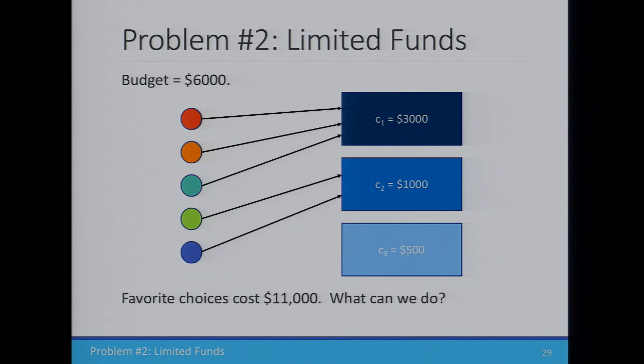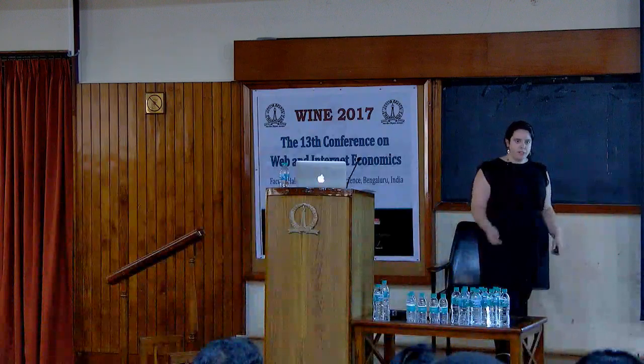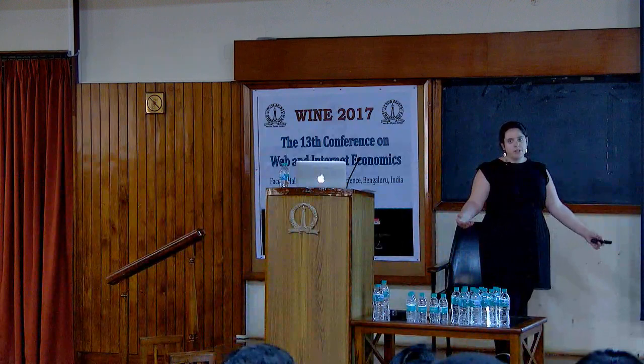So how can we cover all of these patients, given that they're strategic and they're just going to go to the hospital of their choosing? There are a couple of things we could do. One thing we could do is add copays to try and disincentivize them with money, but sometimes this is undesirable. For example, if we're covering poor patients, we're not going to ask them to pay money. A copay is when you pay part of the price and the insurance pays the rest. So if you go for a procedure, you pay $100 and then the insurance pays everything after that.